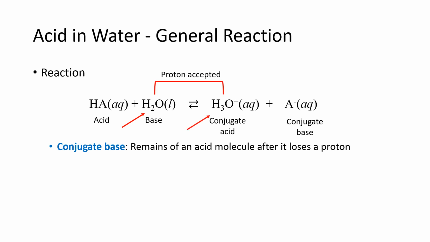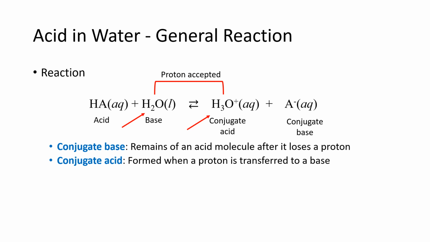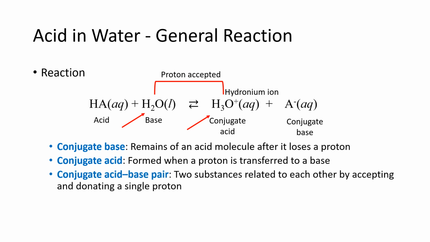Water accepts a proton and becomes H3O+, or the conjugate acid. The conjugate acid is formed when a proton is transferred to a base. H3O+ is also called the hydronium ion, or protonated water. The conjugate acid-base pair are the two substances related to each other by accepting and donating a single proton.